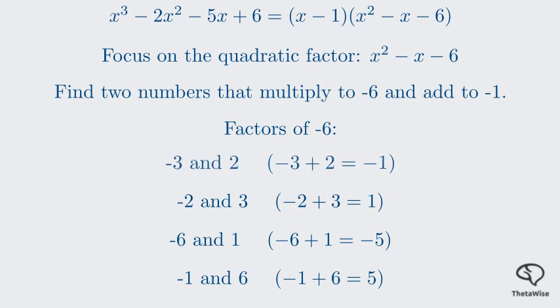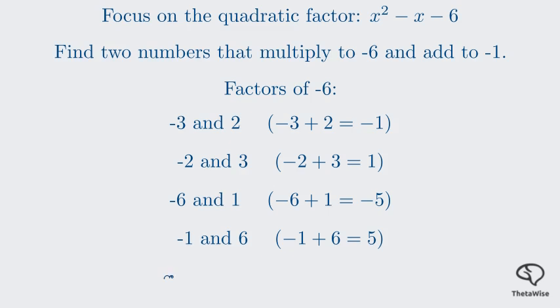Which pair adds up to negative 1? Negative 3 plus 2 equals negative 1. This is the pair we need. This means we can factor the quadratic as x plus the first number, 2, times x plus the second number, negative 3. This simplifies to x plus 2 times x minus 3.